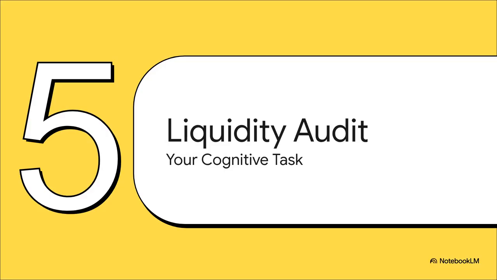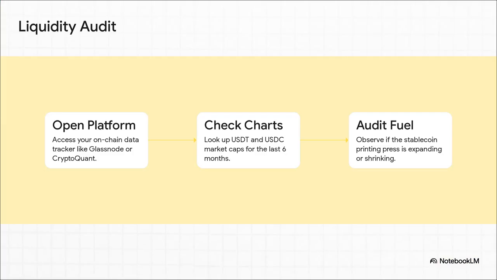to snap. All right, Section 5, your liquidity audit. Time for your cognitive task. It is time for your final tactical directive. Look, we don't just want you to sit there and listen. We want you to execute. So here is your literal checklist to rule the cycle yourself.